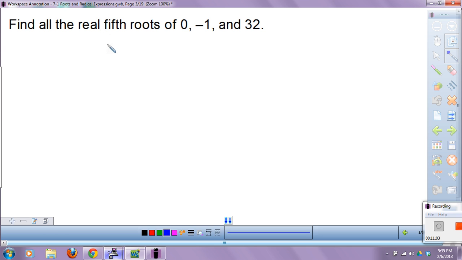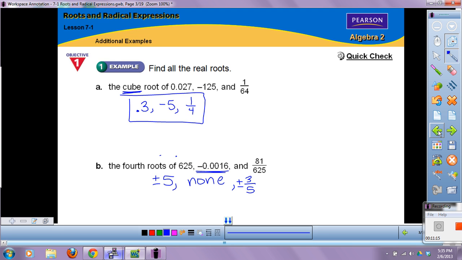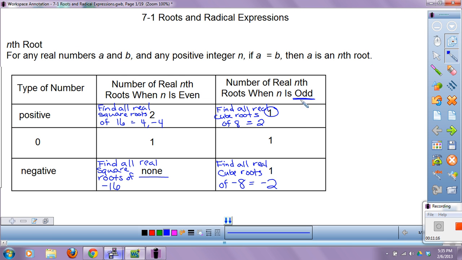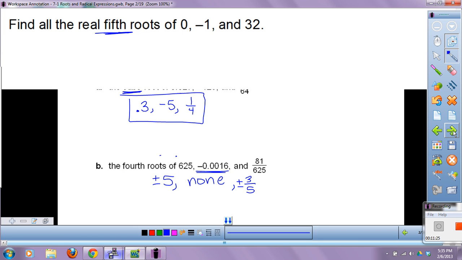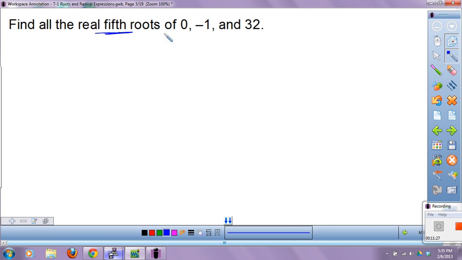It says find all the real fifth roots of 0, -1, and 32. So fifth roots, 5 being odd, I know there's only going to be one answer for each one of these. When you take any root of 0, you're always going to get 0. So the fifth root of 0 is going to give me 0.